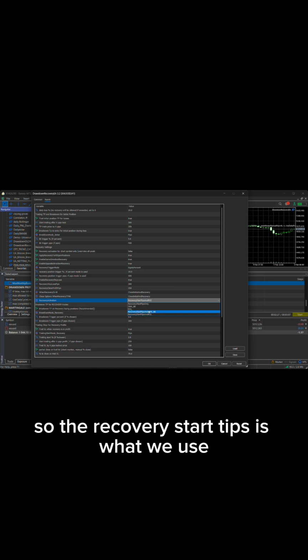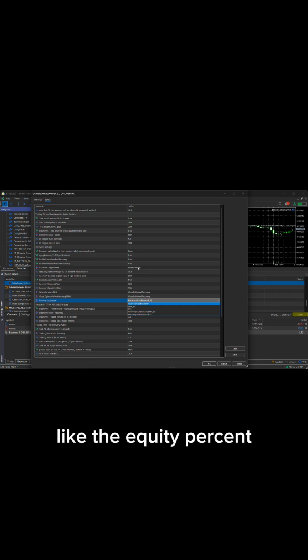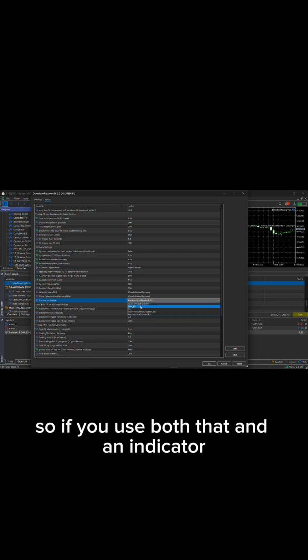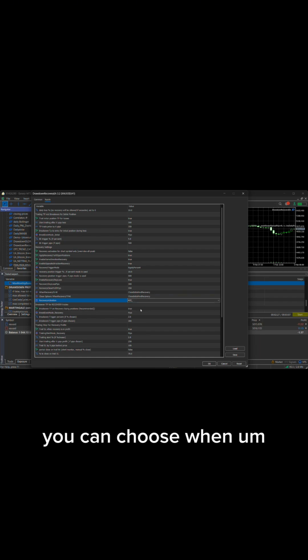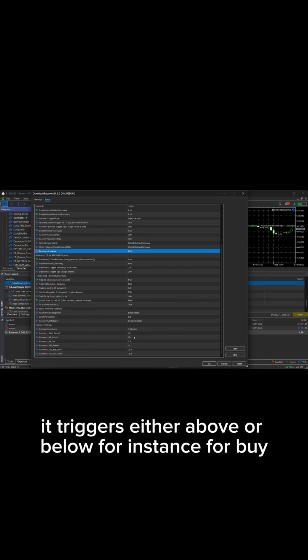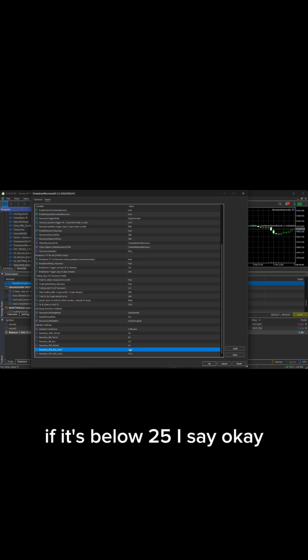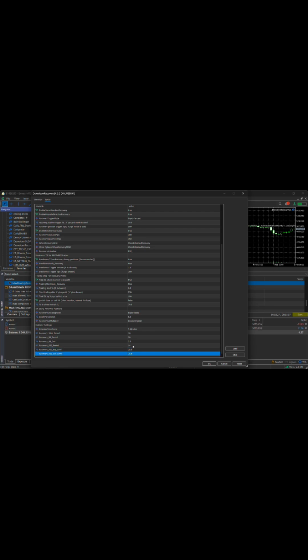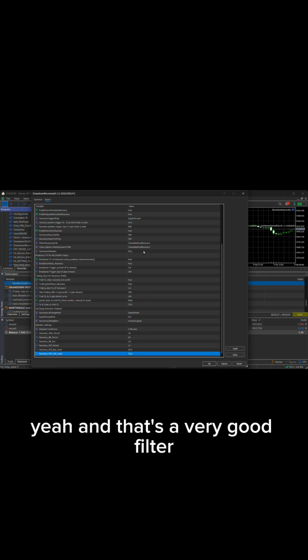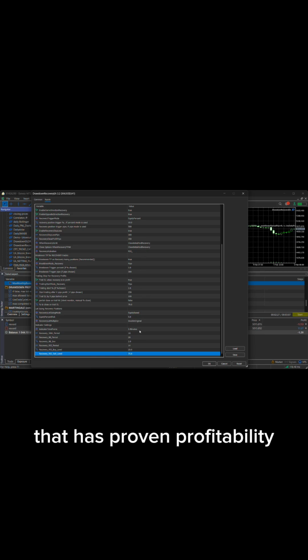So the recovery start pips is what we use, like the equity percent. So if you use both that and an indicator, it will wait for, for instance, RSI. You can choose when it triggers, either above or below. For instance, for buy, if it's below 25, I say okay, it's good to buy. If it's above 75, I say okay, it's good to sell. Yeah, and that's a very good filter that has proven profitability, right?